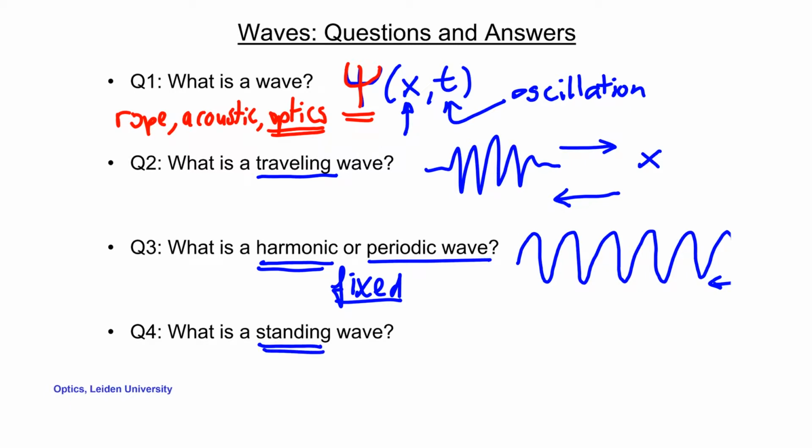Then the final concept is a standing wave. And a standing wave is, as the name already suggests, a pattern that oscillates but doesn't move. So it stands still in place. An example thereof is, for instance, a vibrating string of a guitar.